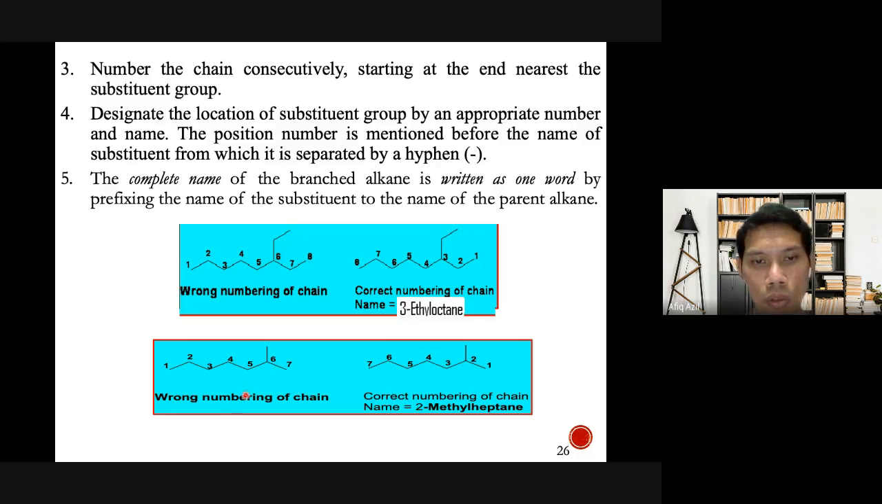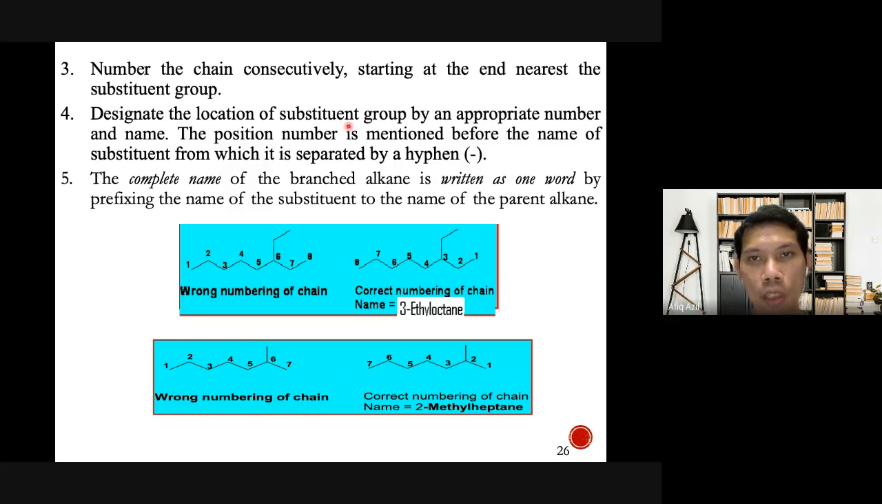This is also the wrong numbering of the chain. So 1, 2, 3, 4, 5, 6, 7. Instead of this, the numbering should start from this side. So 1, 2, 3, 4, 5, 6, and 7. Okay, so the name should be 2-methyl heptane instead of 6-methyl heptane.